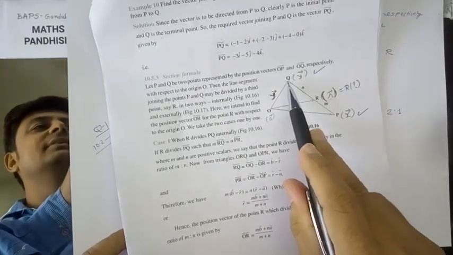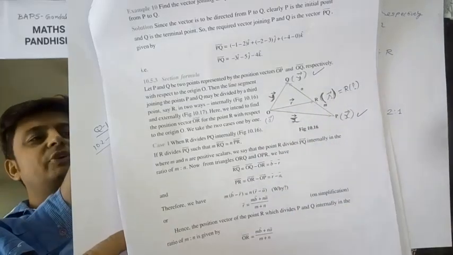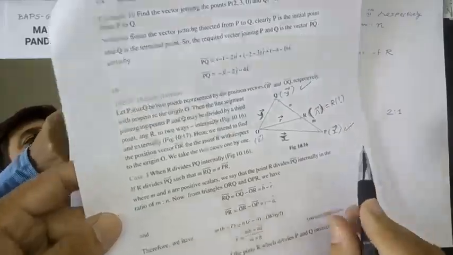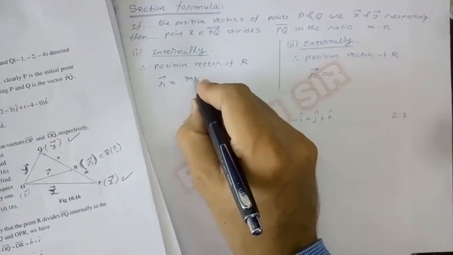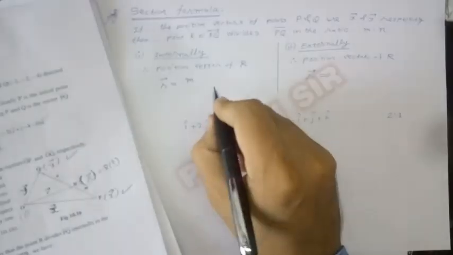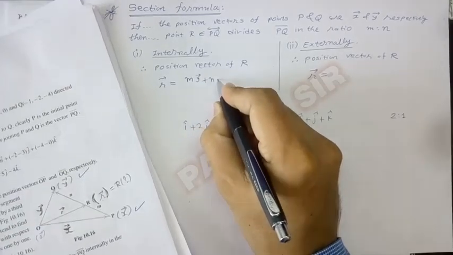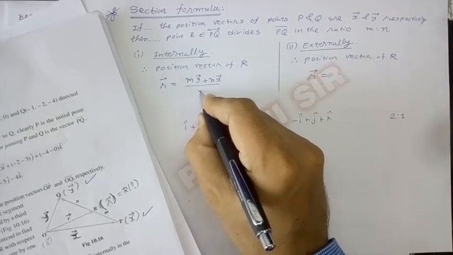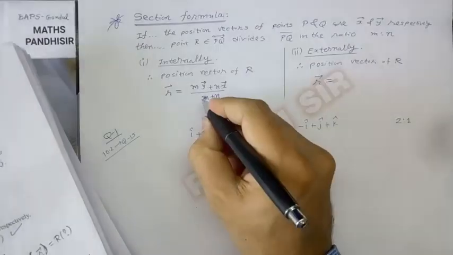x2 means what? The second point, the last point. nx1 means the first point. So the same formula will be applied here as well. That is, m times x2, the second point, the terminating point, plus n times x1, the starting point, upon m plus n. This is for internal division.